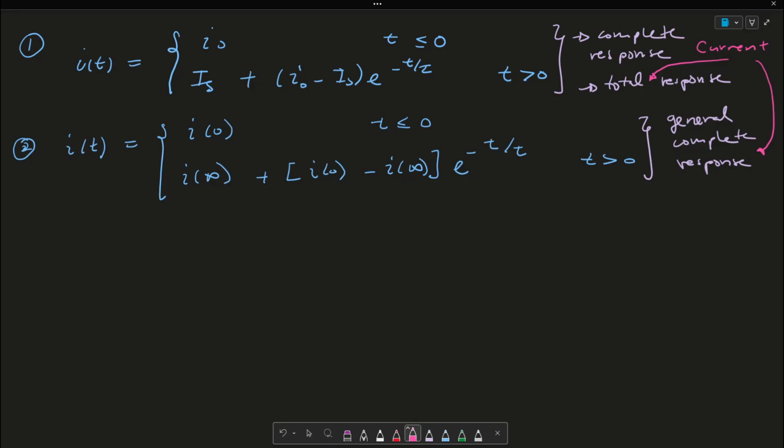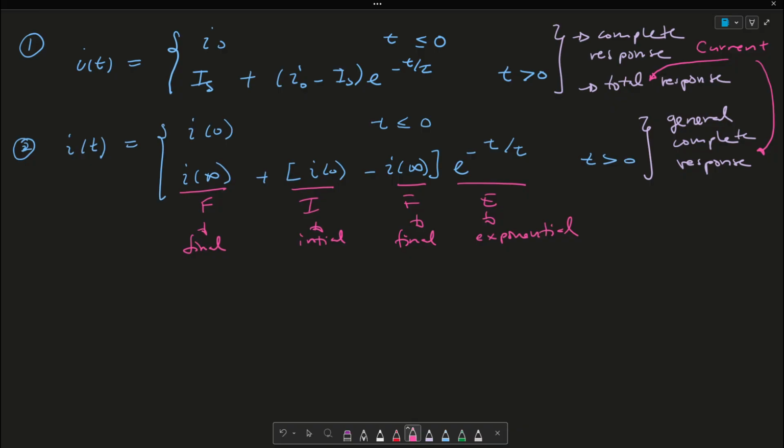So I hope that makes sense. And the reason why this is called the general complete response, or why we care about it, is because we refer to this as what's called the FIFE equation. So FIFE, which stands for final, initial, final, and exponential.